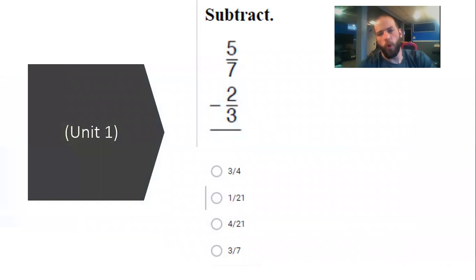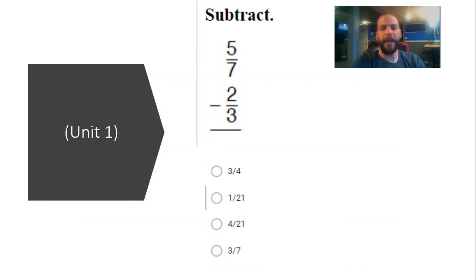So we're going way back to fall here when we learned how to do this, when you guys all stared at me like I was crazy. Now this is probably cake to you guys. This is probably so easy. First thing you have to do is change the name. Sevenths and thirds, they both turn into 21sts. 5/7 is equal to how many 21sts?